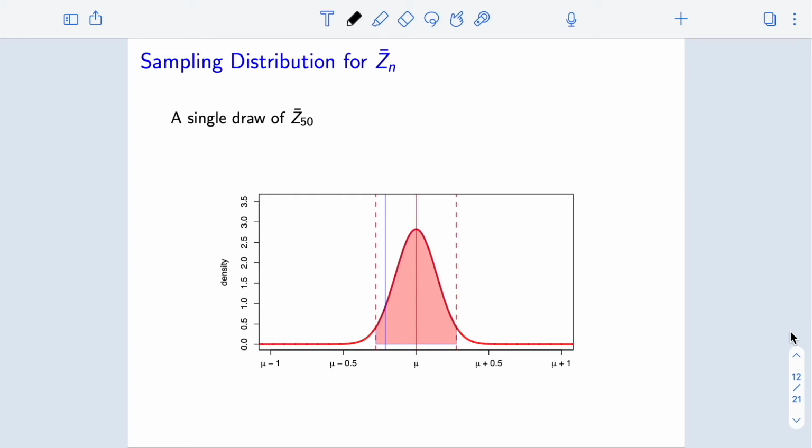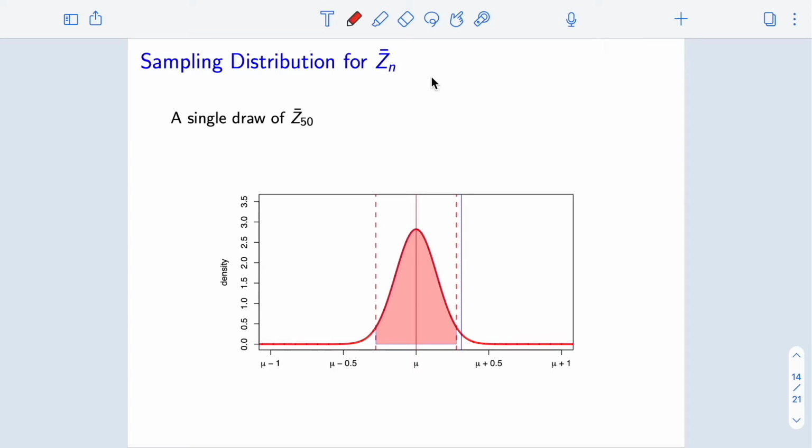We can now look at a single draw from this sampling distribution. So let's imagine, again, we sampled 50 observations. We looked at the sample mean. Perhaps we get the blue line. All right, we could imagine doing this again, and perhaps now we get this new blue line that's much closer to the population mean. We could imagine doing this a third time. Perhaps now we get this last blue line that is much further from the population mean.